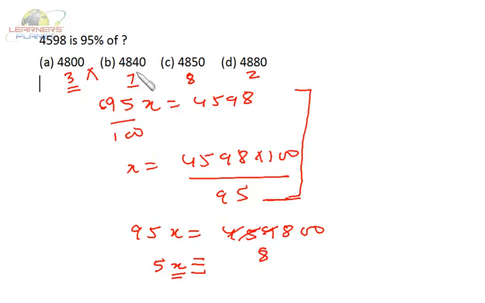Now let's see over here. The digital root of 4840 is 7. So let's multiply. 5 into 7 will be 35. That means the sum of the digits is 8. So definitely 4840 is the correct choice, since we are getting the same digital roots on both sides. I hope you are clear.